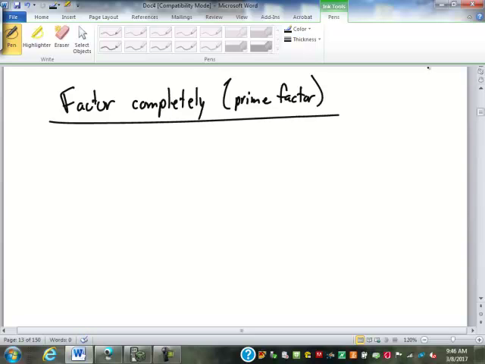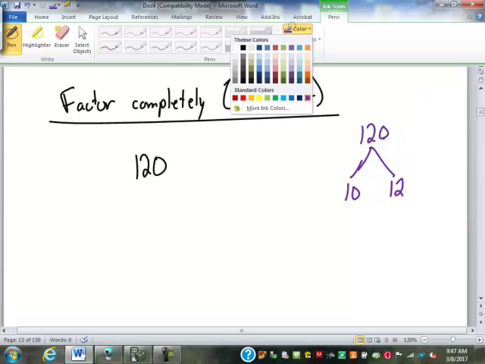So if I give you something like 120 and I tell you factor completely, remember this is where we do that factor tree. What's any number that goes into 120? 10. There we go. 120 divided by 10 would be 12. So now we could use 2, we could use 4, we could use 5, we could use 3. We saw the 0 there, so we knew it divided by 10. So that one was really quick.